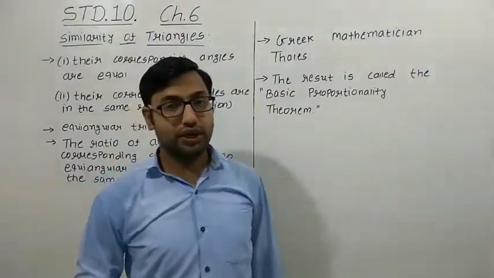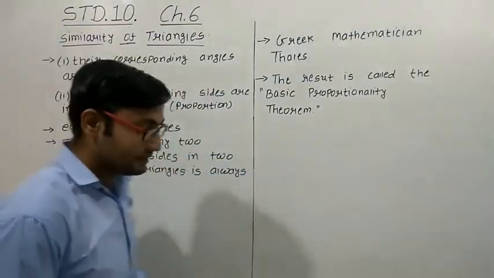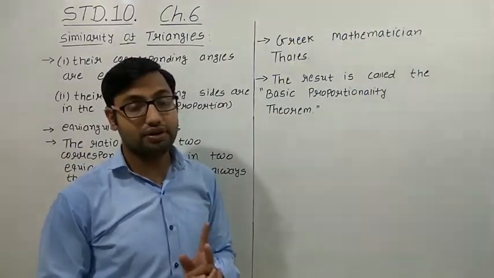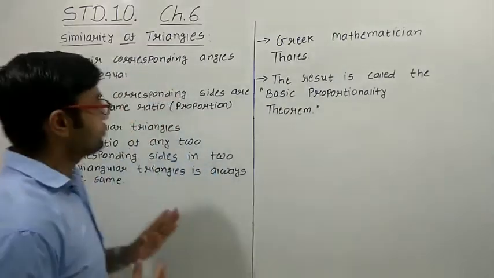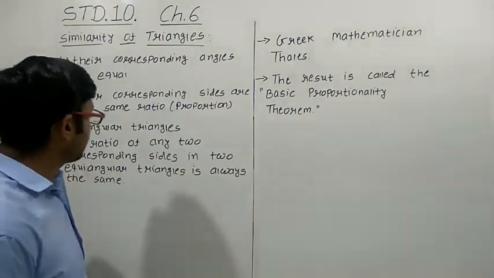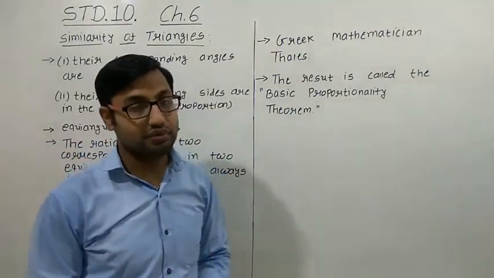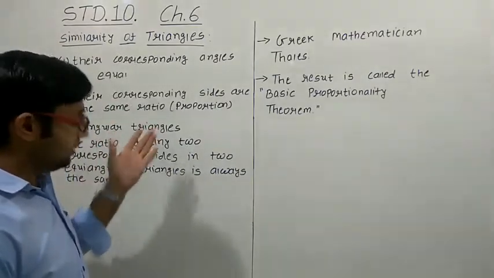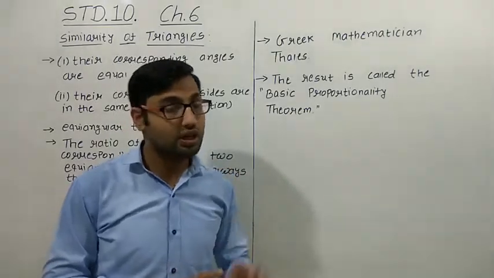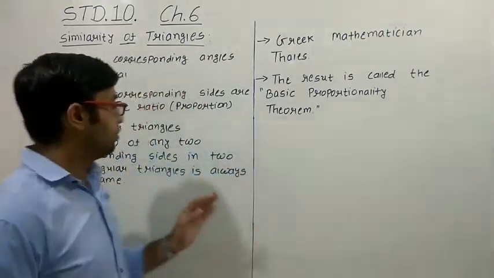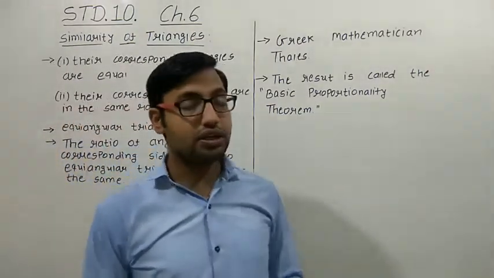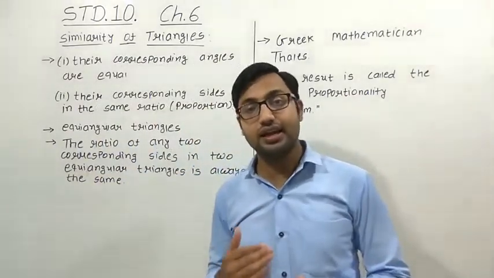Okay, so let us see the similarity of triangles. There are two important conditions whenever we have to prove two triangles similar. The first is that their corresponding angles are equal, and the second is that their corresponding sides are in the same ratio, that is, in the same proportion. When two triangles have all three corresponding angles equal, the two triangles are called equiangular triangles.